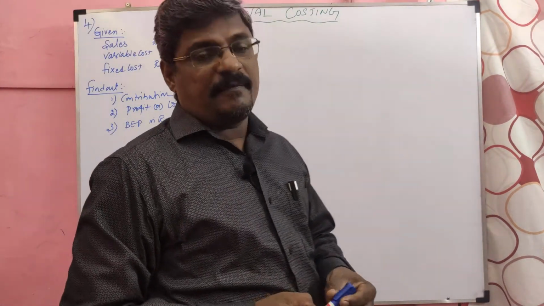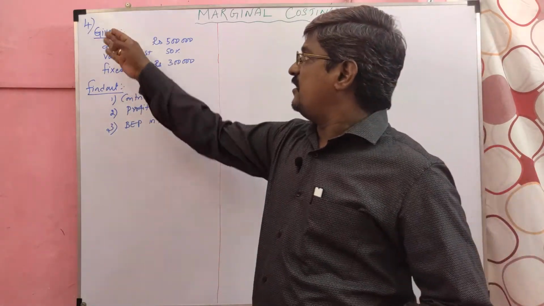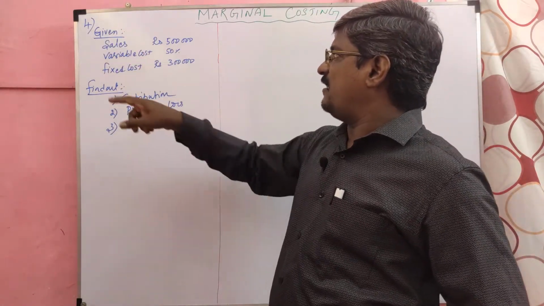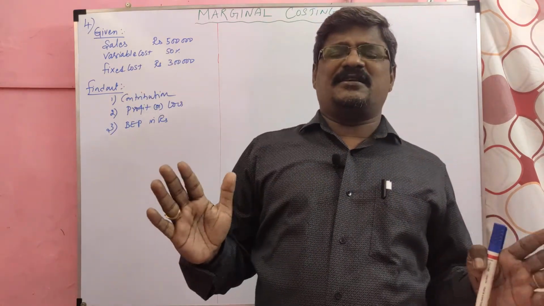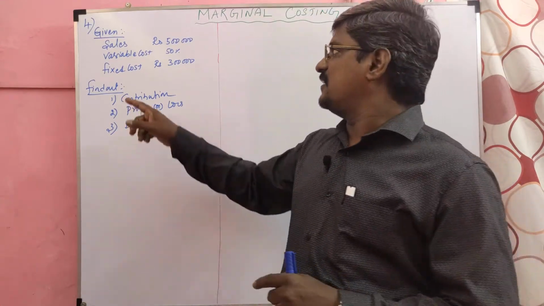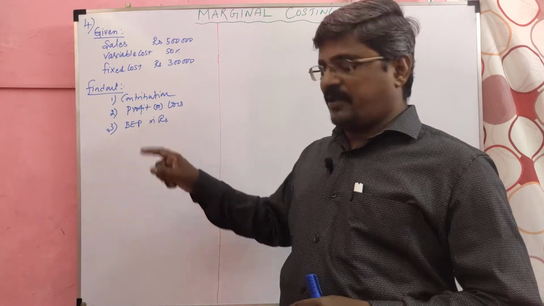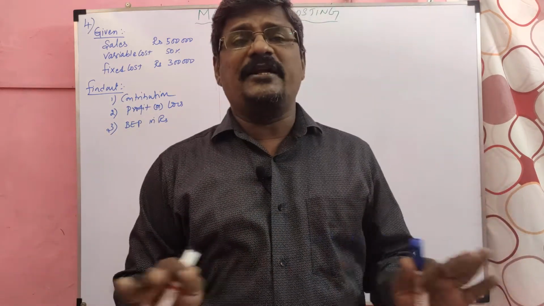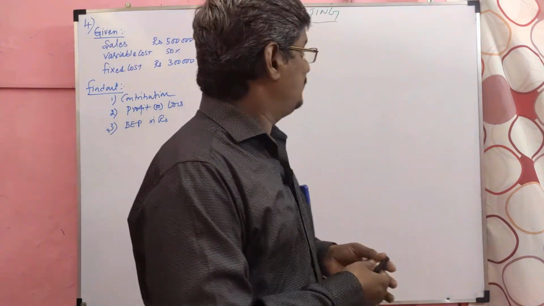Students, listen carefully. Now we are going to discuss the fourth problem. Here the given information: sales are 5 lakh, and variable cost percentage is given. If any percentage is given, that percentage is on sales, so it should be multiplied by sales. Then fixed cost is given; contribution, profit or loss, BEP. I said many times, don't try to solve the problem directly. First you have to draw the marginal costing statement. Listen carefully.